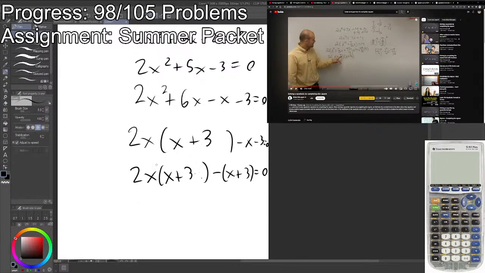And they factor out, then they factor out the x+3. So it would just be 2x minus 1. Yeah, what? That's insane. What? No way I'd ever get that.